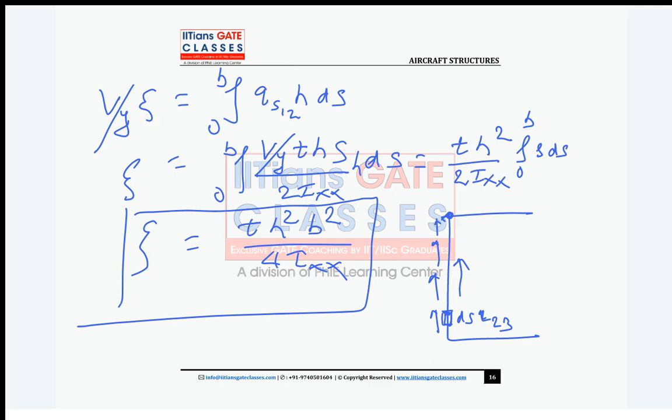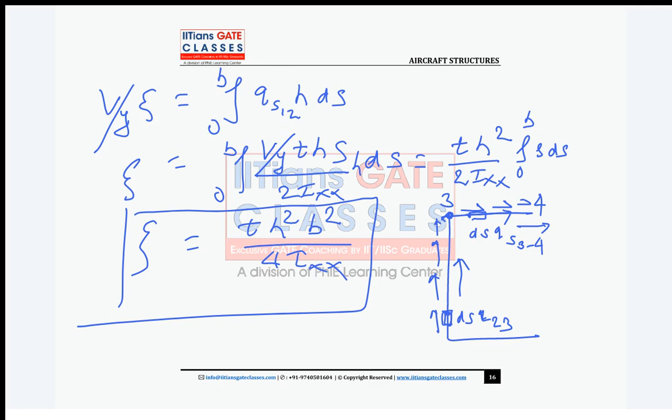Now, why is 3 to 4 not considered? You can see this shear flow is flowing like this. So what will your shear force be? It will be horizontal, yes or no? This qs 3 to 4 into ds is going in the horizontal direction. So from where is it passing? Your force is passing through which point?